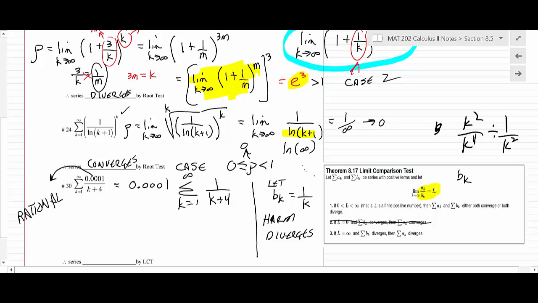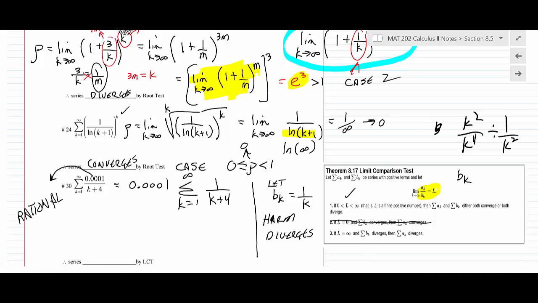So if we do our limit of this ratio, if L turns out to be finite, then that means that since B of k diverges, so will A of k. Or if L turns out to be infinity, then they're both going to diverge. That's how that works out.